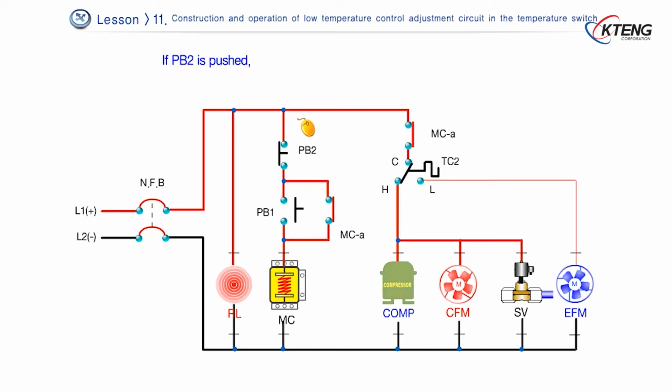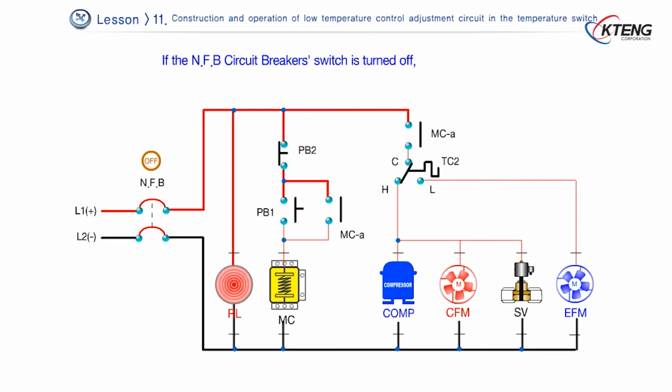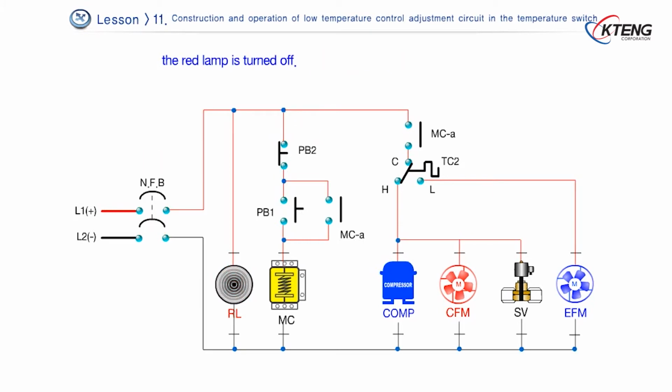If PB2 is pushed, the A contact of MC is opened because of demagnetization of MC, and all operations get to stop. If the NFB circuit breaker switch is turned off, the red lamp is turned off.